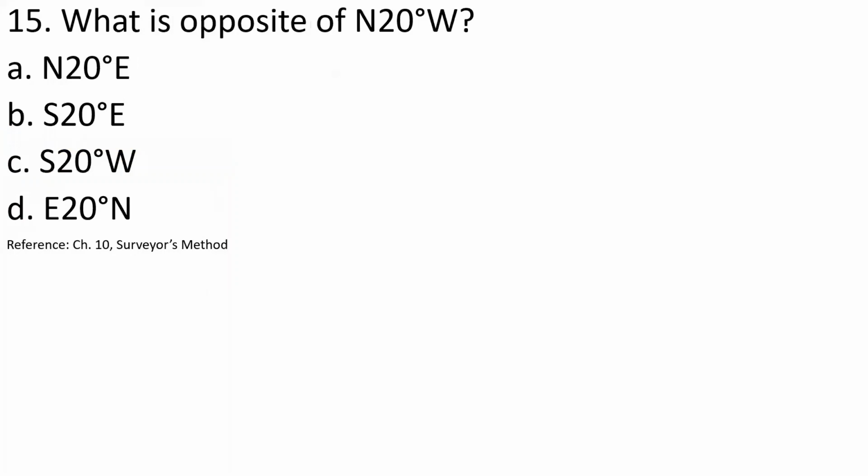Number 15, what is the opposite of north 20 degrees west? Well, the opposite of north is south, and the opposite of west is east. When they say opposite, they're referring to that directly opposite from it. So the opposite of north will be south, and the opposite of west would be east. That's how you would figure that out.